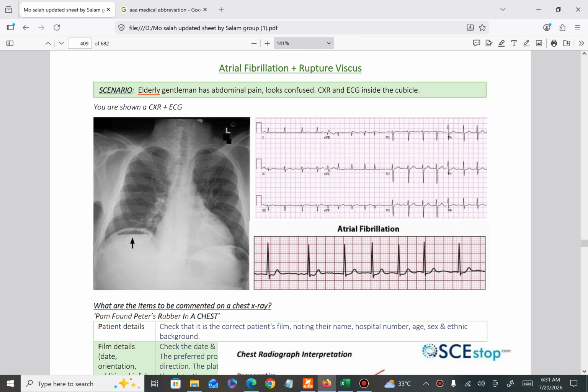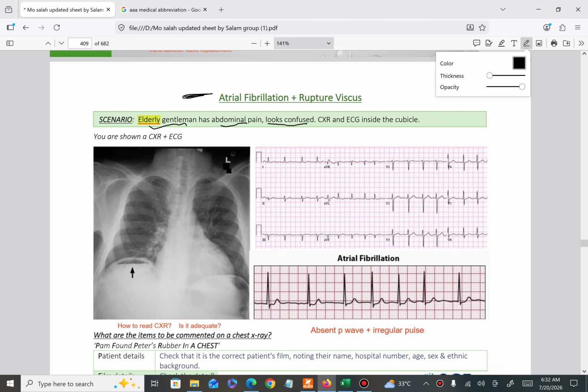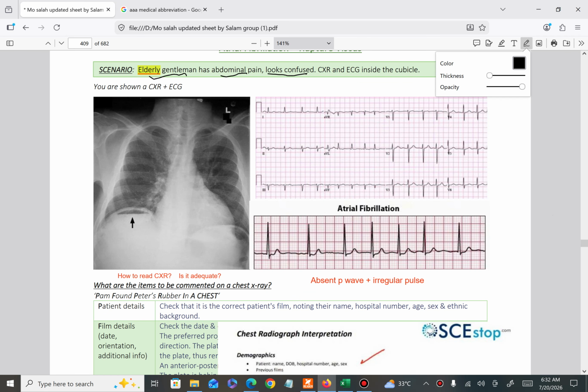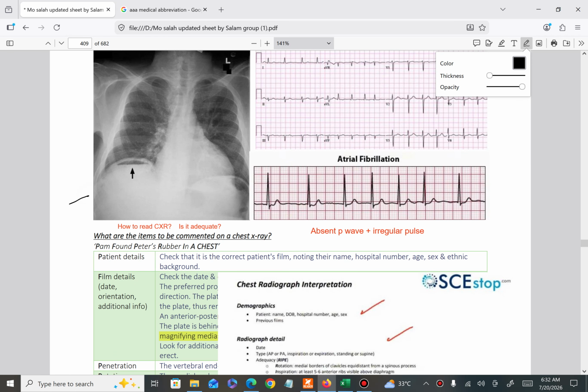Hello, let's discuss the next station from the critical care, and that is atrial fibrillation and ruptured viscus. The scenario is an elderly gentleman who has abdominal pain and looks confused. A chest X-ray and ECG are inside the cubicle. So let's answer the question. You are shown a chest X-ray and ECG. This is the X-ray and this is the ECG.